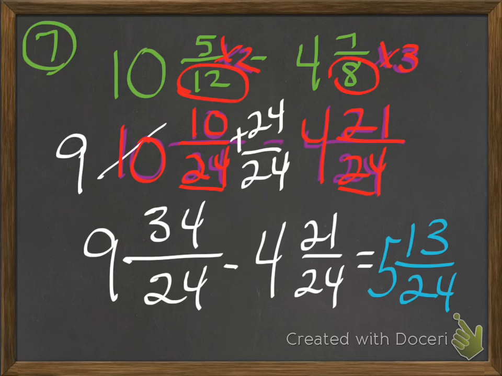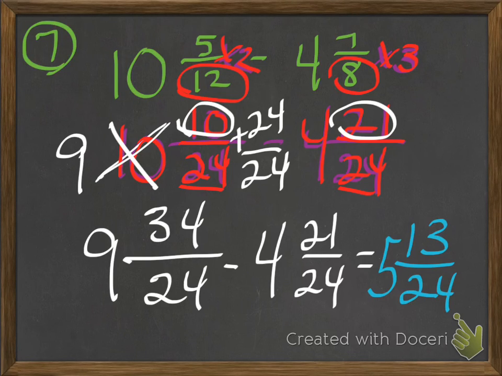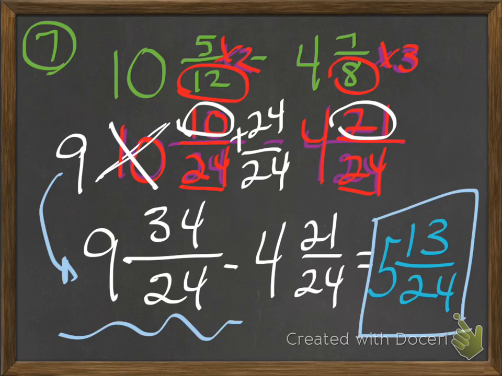But I noticed that I can't subtract 10 minus 21. That doesn't work. So I changed that 10 to a 9 and used that whole number as 24ths and added that up. And when I did that, I got 34/24 and put the 9 back on there and got 9 34/24 minus 4 21/24, which equals 5 and 13/24. And that is the final answer.